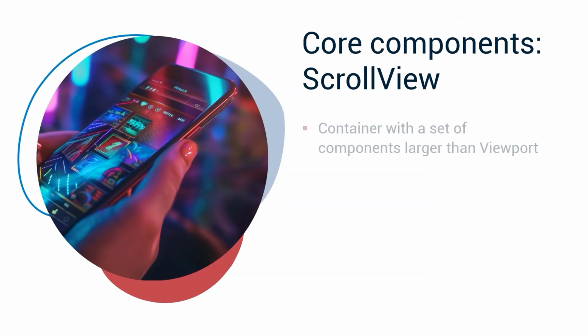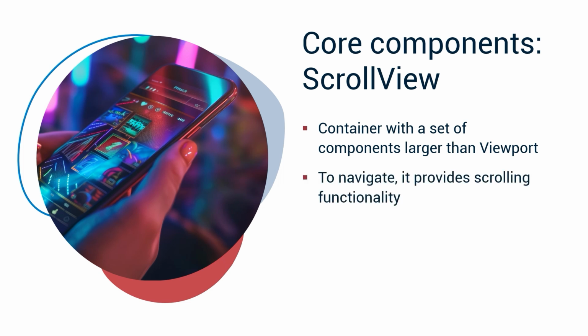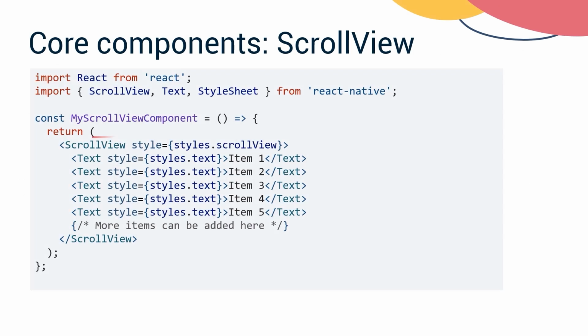The scroll view is a container that can contain components that are larger in size than the viewport. To navigate through the components, the scroll view provides scrolling functionality. The syntax of scroll view is the opening tag of the scroll view component used to create a scrollable container. The style prop applies styles to the scroll view component. This is the closing tag of the scroll view component, indicating the end of the scrollable container.